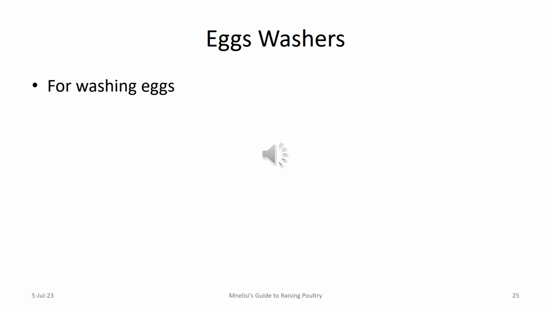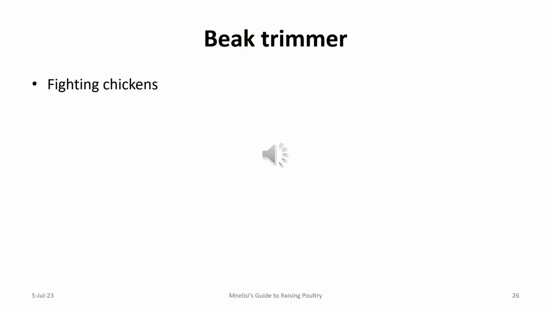Egg washers. This is a machine for washing eggs. We will cover the washing of the eggs on later chapters. Beak trimmer. This is a tool for trimming the beak. You will want to trim the beak on the chickens that are fighting.